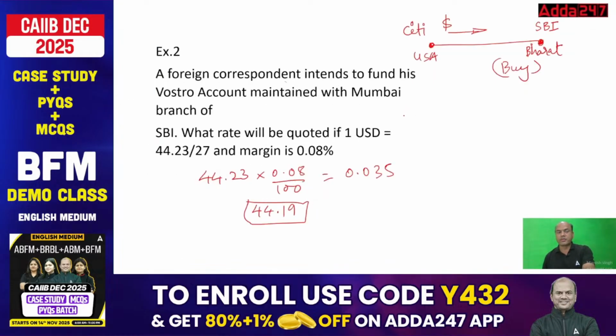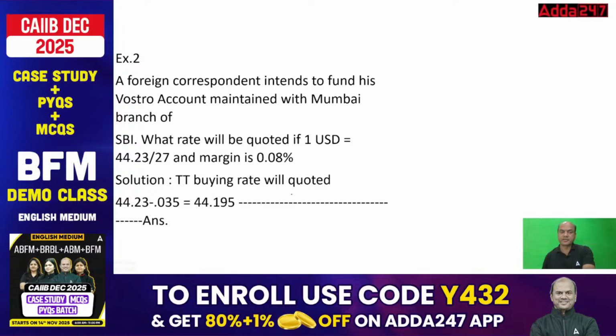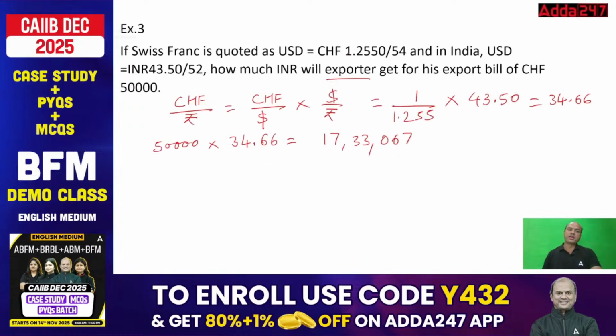44.19. A Swiss franc is quoted at USD equals CHF 1.255054. And in India, the USD INR rate is given as 43.5052. How much INR will the exporter get for his export bill of CHF 50,000?